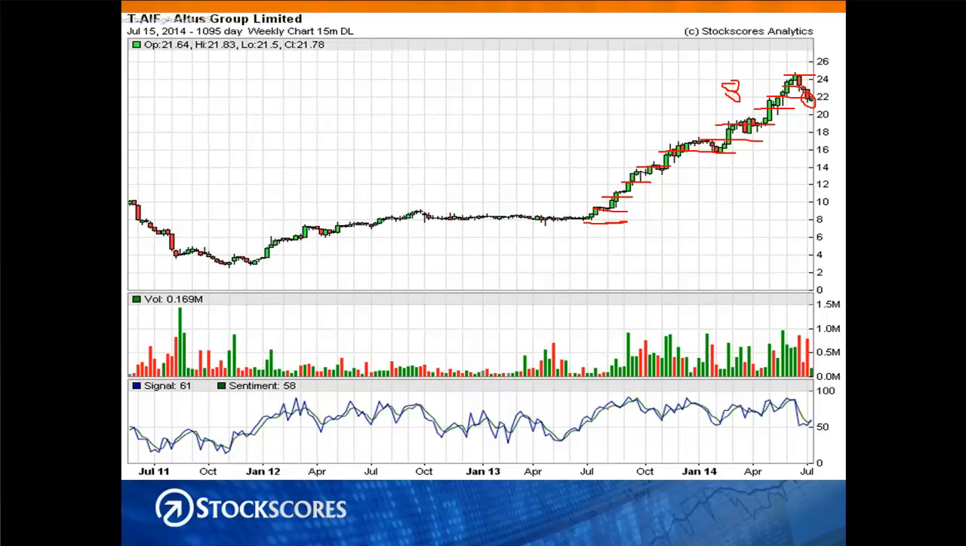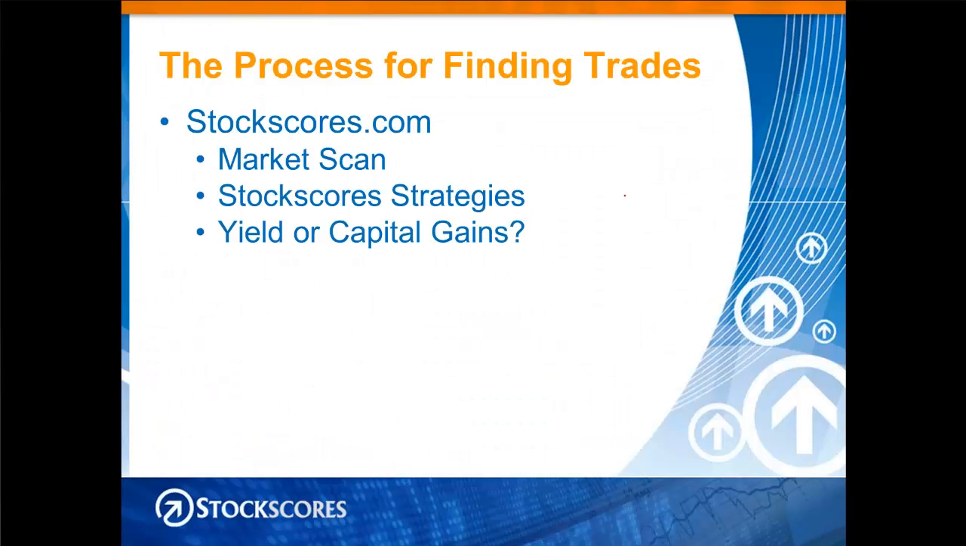All right, what do we look for? Good stock scores, good chart pattern, abnormal activity. And then finally, we want to make sure we've got a reward for risk potential that justifies taking the trade. All right, so there's thousands of stocks out there. How are we going to find these stocks in a timely way? Well, that's what the Stockscores Market Scan and the Stockscores strategies are all about.